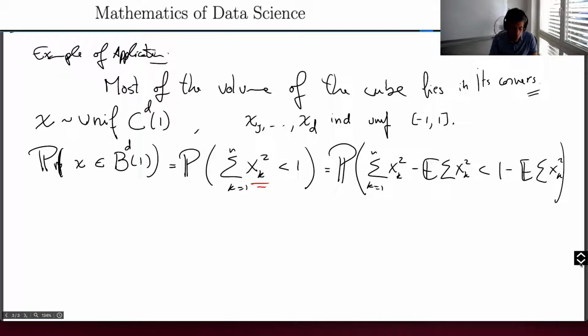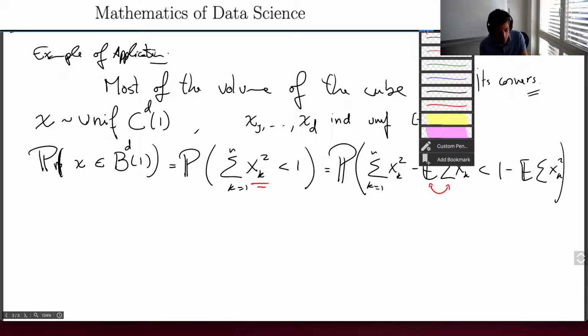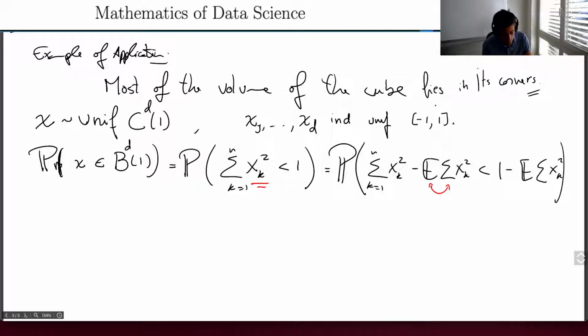Okay, so far so good. So now we need to compute this expected value, right? Of course I can move the expected value inside the xk's, and these can be swapped, because expectation is linear.